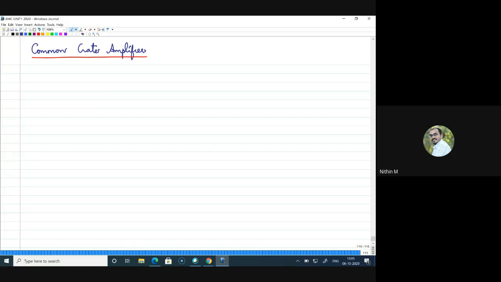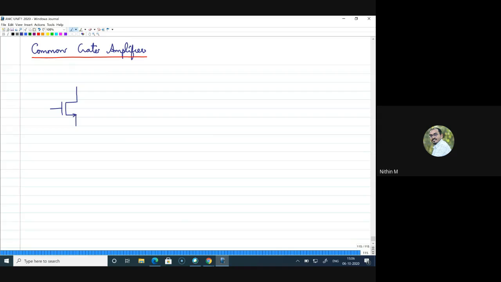Probably at this time you may be wondering, you are seeing different circuits every day, but that should not give you any sort of confusion. Let me start with the circuit diagram of a common gate amplifier. The only thing we know is that for a common gate amplifier, the gate should be kept common, right, for the input signal and the output signal.